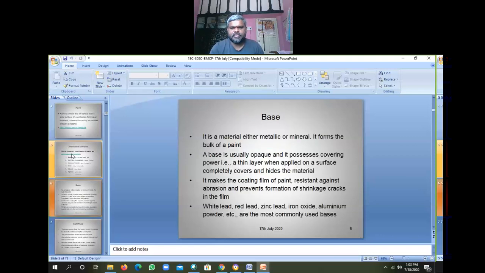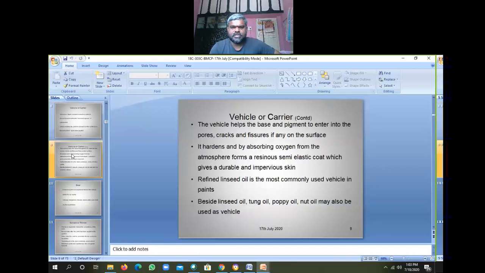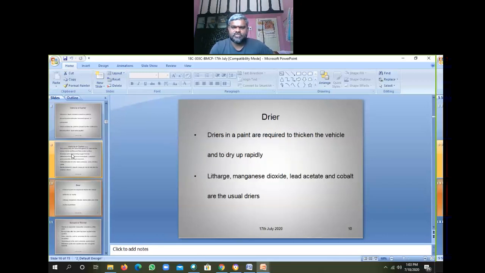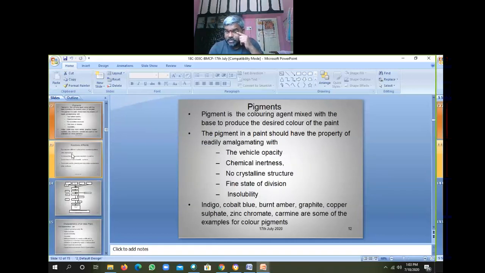So paints may have a base or inert filler. The vehicle is the liquid substance used in a paint for dissolving and holding the base and pigment in suspension. And pigment is also added here. And a dryer: some paints require it to thicken the vehicle, and some paints may dry easily, right? Solvent is to thin the paint, also called thinner. Pigment is the coloring matter mixed with the base to produce the desired color of the paint.